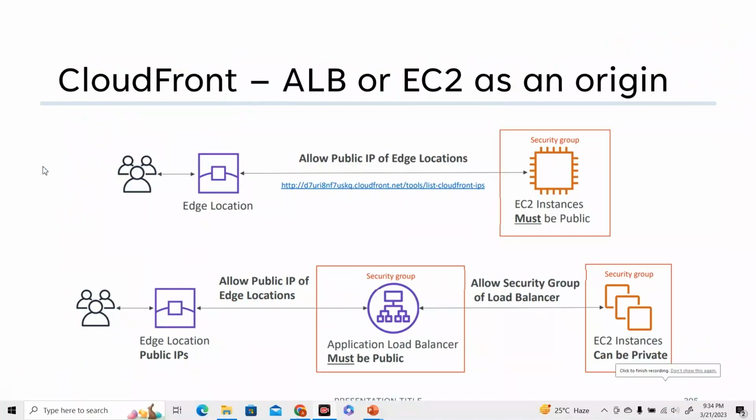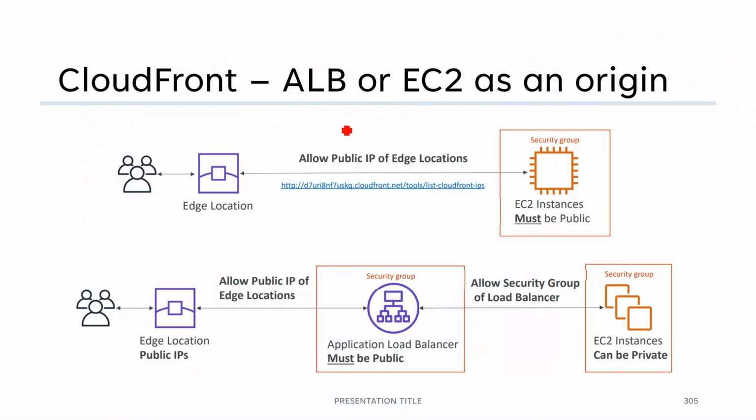So let us see this. As I've already told you, you can use a custom HTTP endpoint as your origin, right? So you can use an ALB or an EC2 as an origin. Same thing. So you have the edge location. These are all your users, and you allow the public IPs of the edge locations. So you're going to access your content through your edge location. So this is your CloudFront URL, and this edge location will communicate with your origin, which in this case is your EC2 instances, right? And the same thing with the application load balancer.